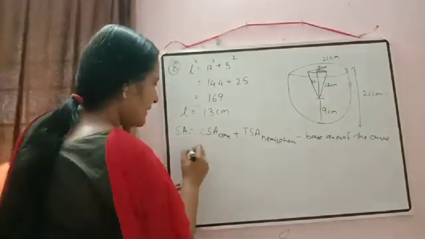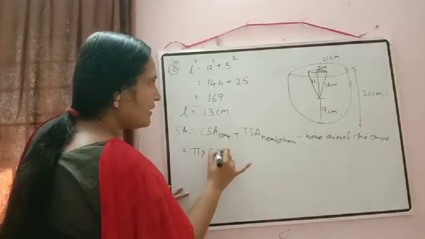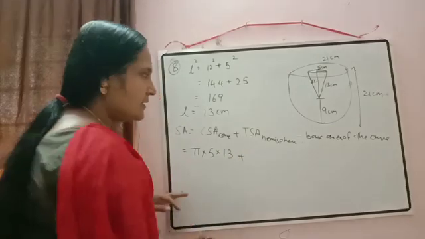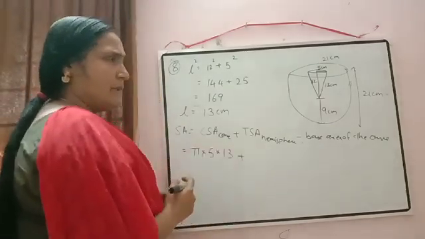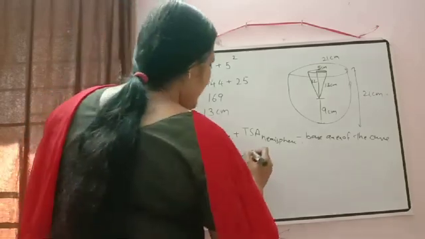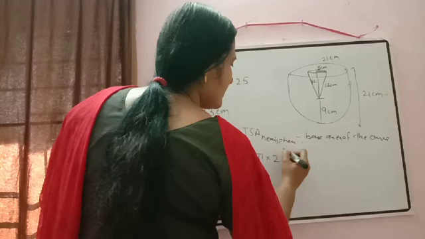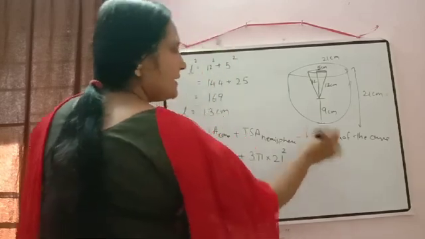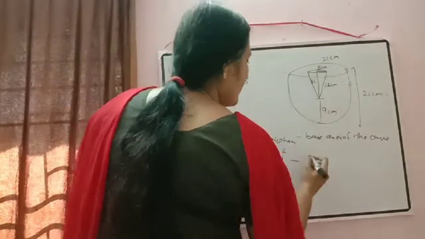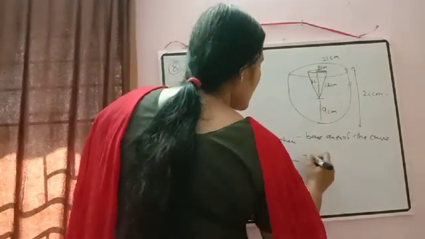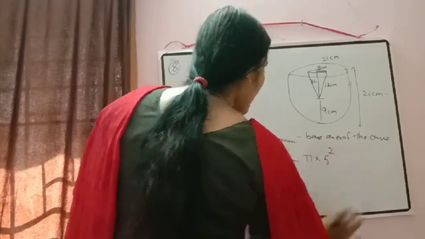So now curved surface area of cone. What will come? Pi r L. So pi into radius of the cone is 5 into L we got 13, plus total surface area of hemisphere. Formula is 3 pi r square. So 3 pi into radius is 21, 21 square, minus base area of the cone. The base area is in the form of a circle. So pi into radius of the cone, that is 5 square.